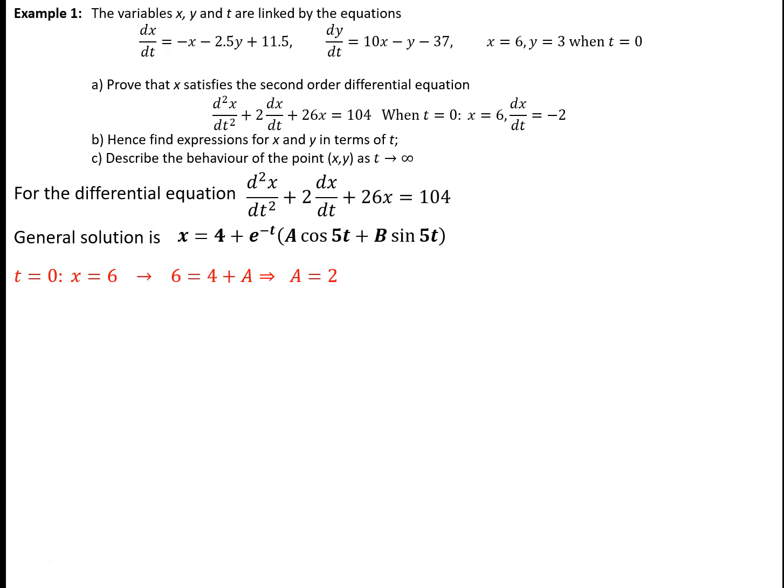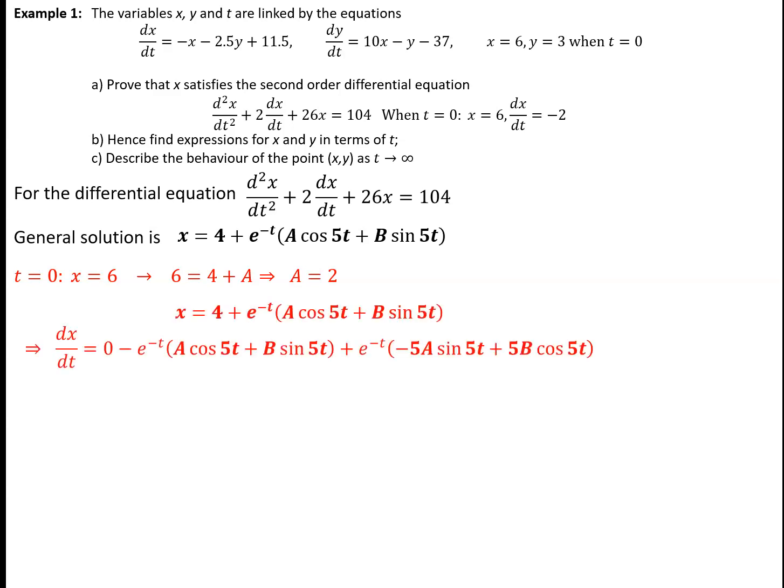So when t equals 0, we know that x has got to equal 6. So that tells me that 6 has got to equal 4 plus 1 times a times 1 plus b times 0. In other words, that gives me 6 equals 4 plus a. So I've got a equals 2.